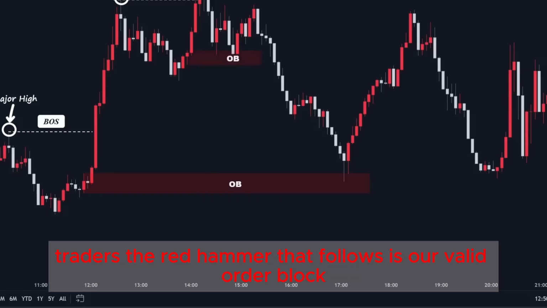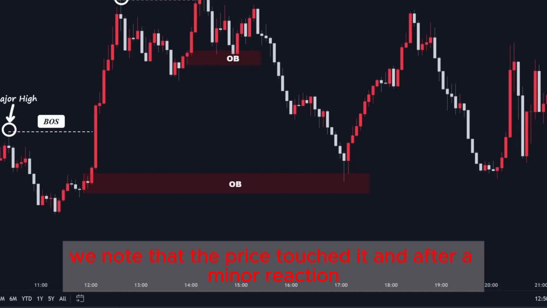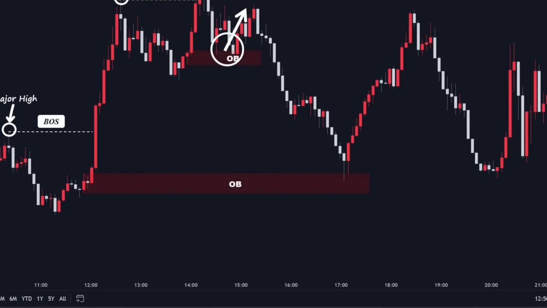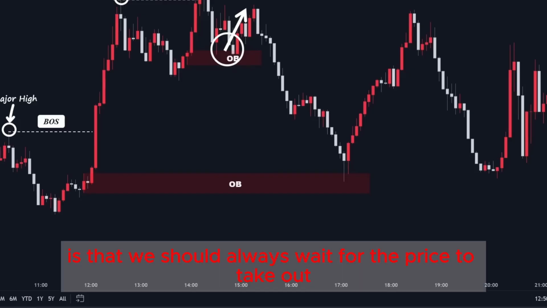Traders, the red hammer that follows is our valid order block. Nevertheless, upon closer look, we note that the price touched it, and after a minor reaction, pushed to the downside without respecting the order block. The primary reason for such price action is that we should always wait for the price to take out the inducement before executing a buy or sell position.